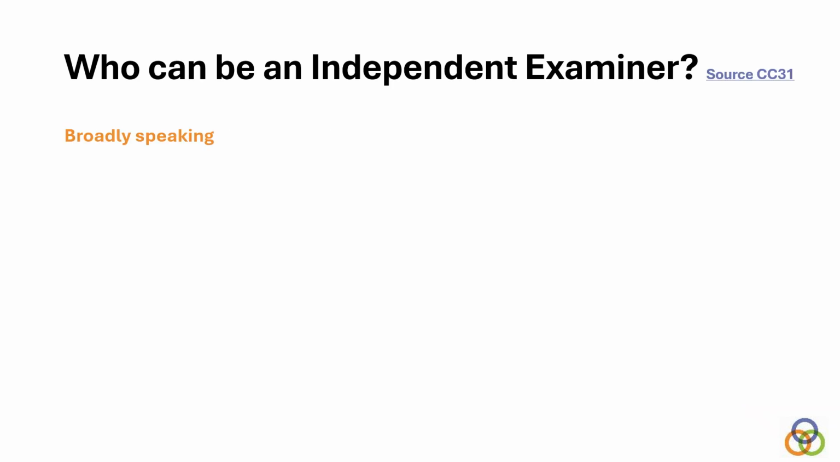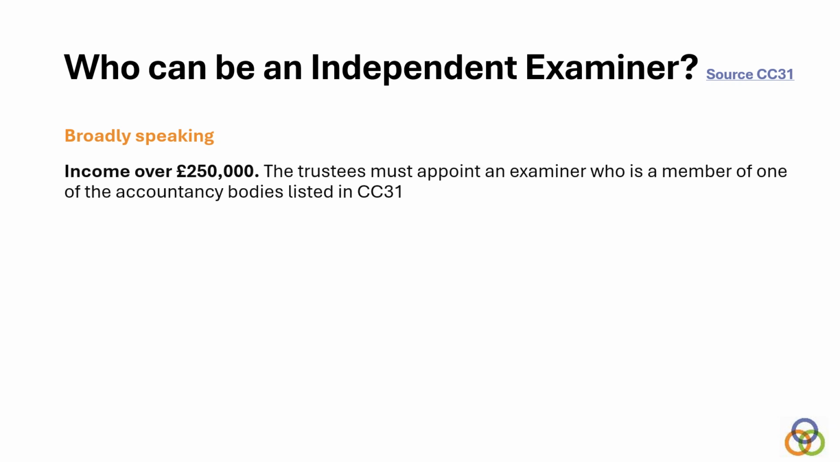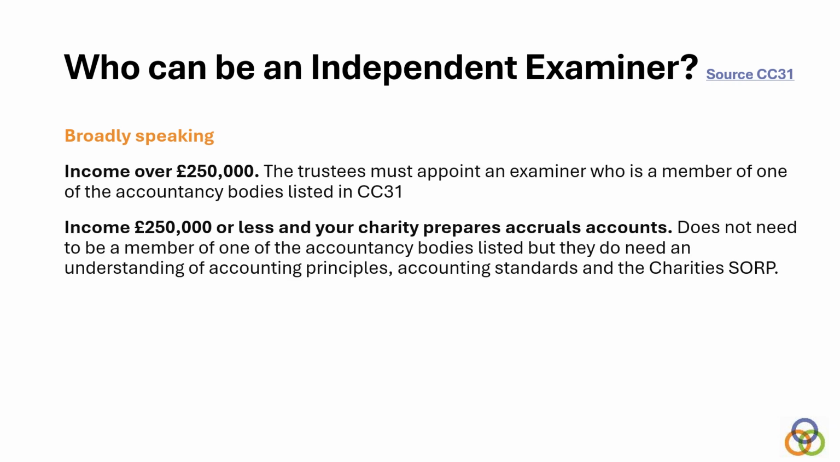And if you want to know more about it, I would look at CC 31. It's guidance for trustees on independent examinations. If your charity is over 250,000 and you are having an independent examination, then it needs to be someone who's listed in one of the accountancy bodies listed in CC 31. So you need someone with a professional membership of one of the recognised accountancy bodies.